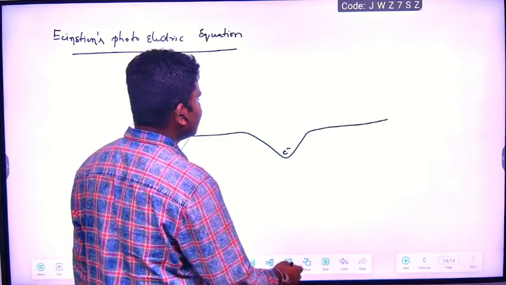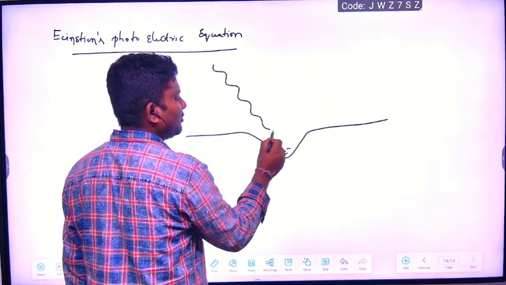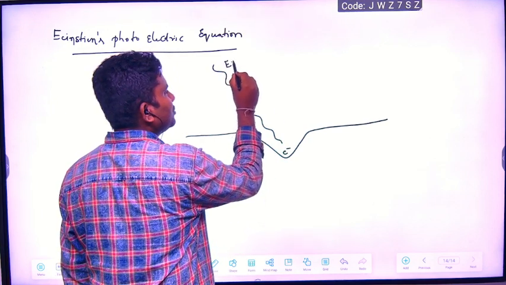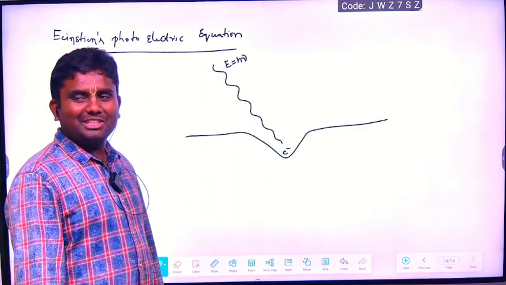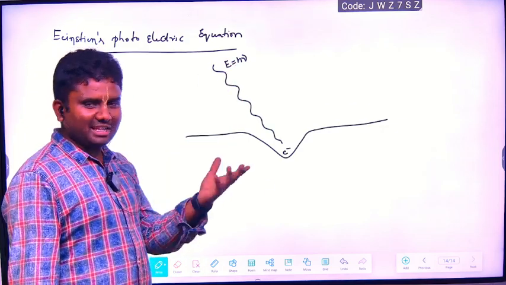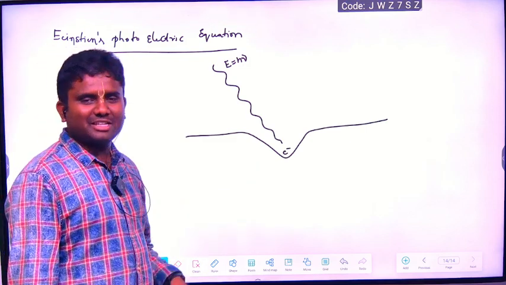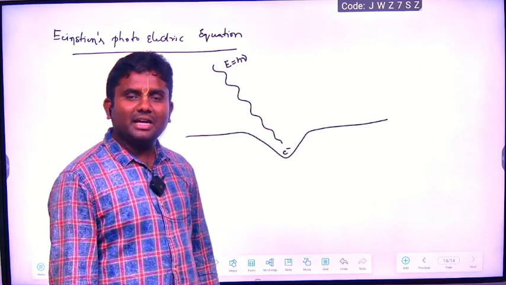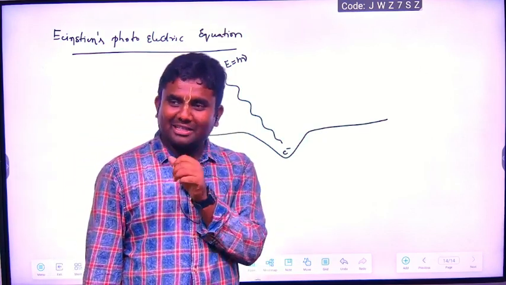What Einstein says: whenever light of suitable energy E equals h nu falls on the metal surface, energy is equal to Planck's constant h times frequency nu. Einstein considered light as a particle, with a particle nature.